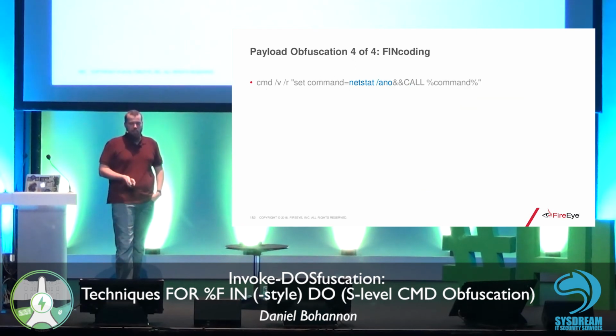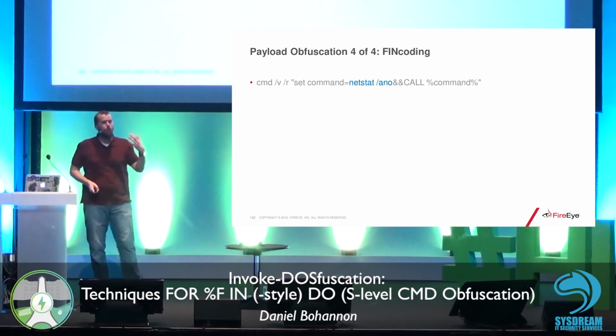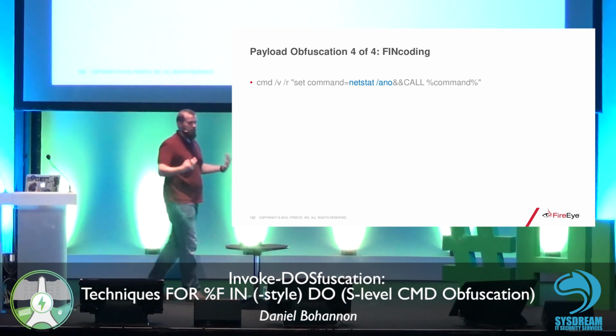I'll skip that. The last one is fin coding. So we talked about concatenation. We then have the for loop doing for coding or for loop encoding. We just looked at reversal. And then fin coding is what the original POC was, kind of the fin coded command stuff.